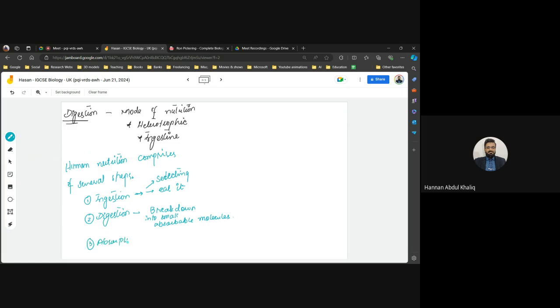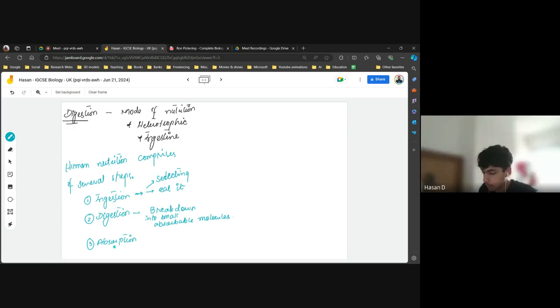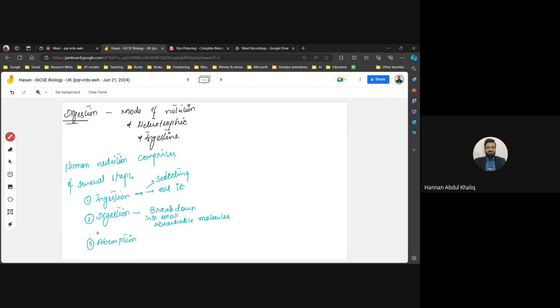Do you know about it? The absorption of nutrients. Absorption of nutrients means when some molecule enters into your body. Remember, okay, I'll tell you that later. What is the complete meaning of absorption? Fourth step is assimilation.